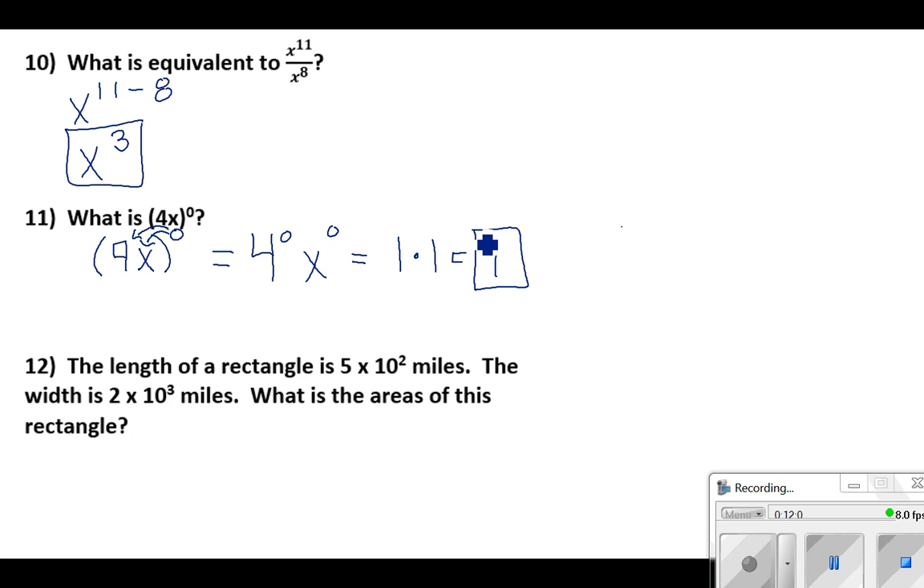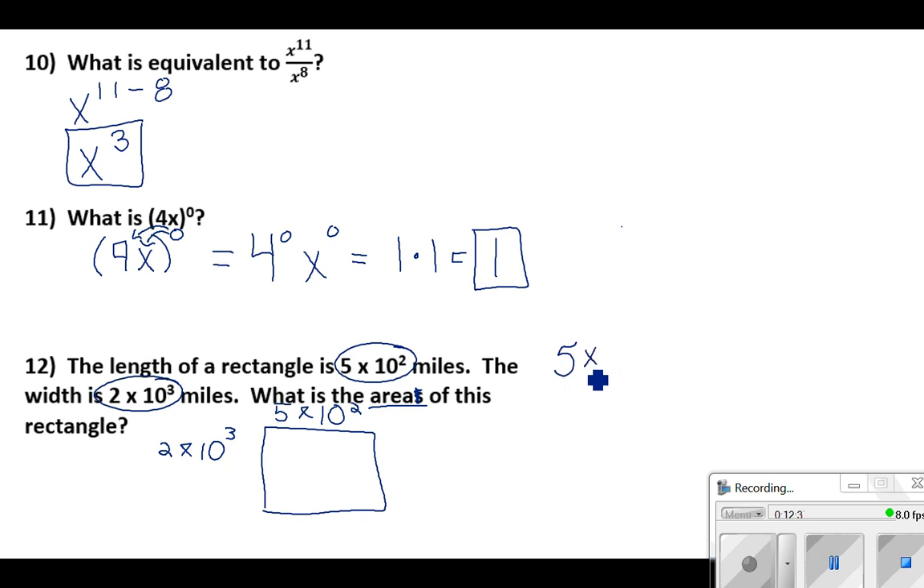Number 12. The length of a rectangle is 5 times 10 to the second miles. The width is 2 times 10 to the third mile. What is the area of this rectangle? Well, you can draw a picture of a rectangle, label it, and you already know that to find the area of this shape, you have to multiply. So we're going to take 5 times 10 to the second power. We're going to multiply it by 2 times 10 to the third power.